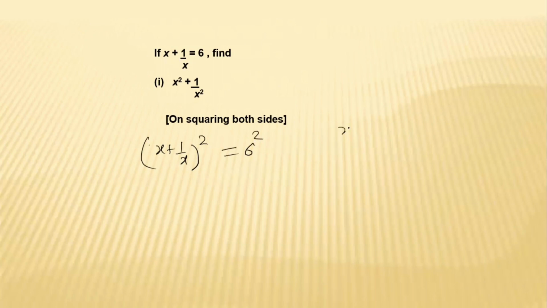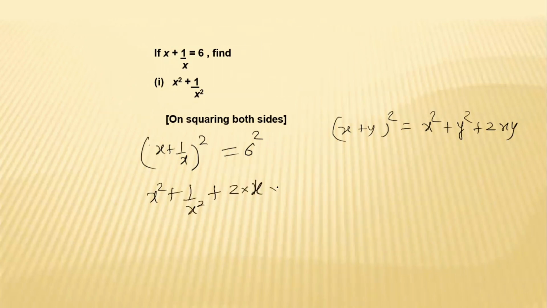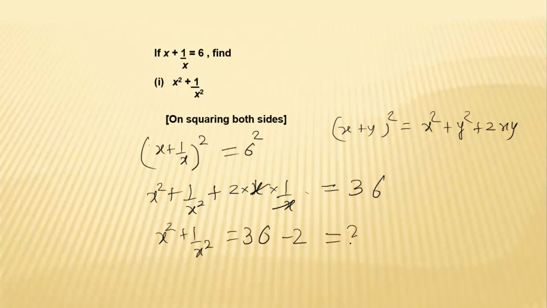We have the identity x plus y the whole square is equal to x square plus y square plus 2xy. Same thing we are going to do over here. So your x is this, so you get x square plus, y is 1 by x, so 1 upon x square, plus 2xy, that is 2 into x into 1 upon x, is equal to 36. This x and x got cancelled. So you get x square plus 1 upon x square plus 2 is equal to 36. This 2 goes to the other side, it becomes minus 2, which is equal to 34.